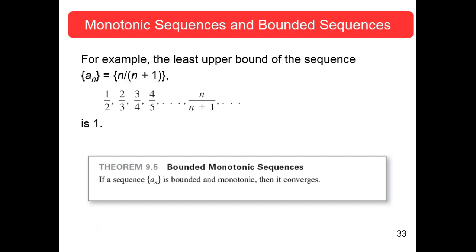So, theorem 9.5, bounded monotonic sequences. If a sequence A sub n is bounded, that is above and below, and is monotonic, then it has to be convergent. So if it's monotonically increasing, or nondecreasing, and bounded from above, it's got to have a limit. And that limit will be the least upper bound. If it's bounded from below and monotonically decreasing, then the greatest lower bound will be the limit. It does converge. Kind of makes sense?